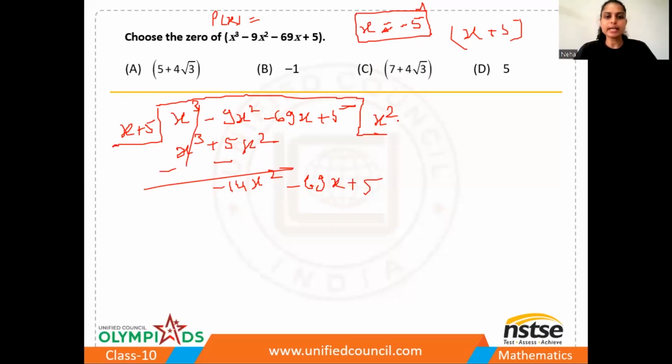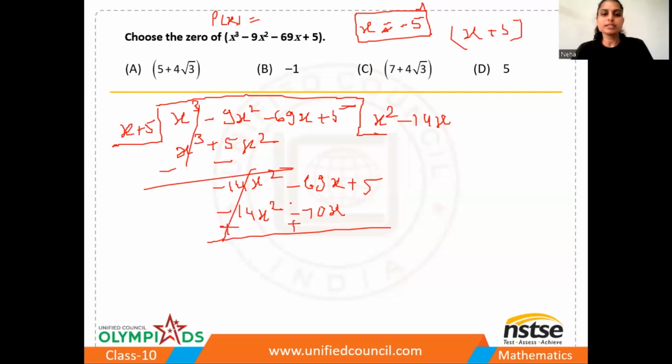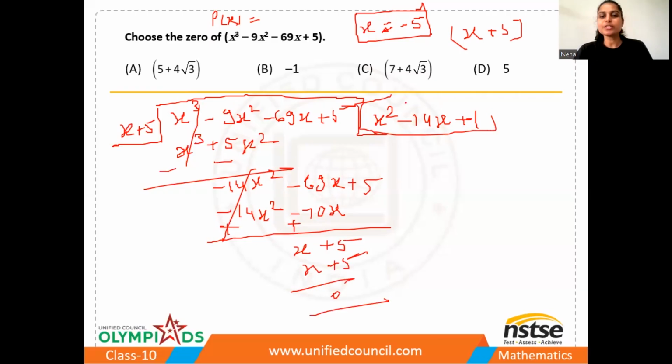Now the next thing is I can take minus 14x, right? So it becomes minus 14x square, and this becomes plus minus minus 70x. Okay, perfect. So this becomes plus, this becomes plus. Sign change basically, because I'm subtracting the things. That's why I'm doing the sign change. So 70 minus 69 is only x. So this is x plus 5, so I can take 1, so x plus 5, and the remainder is 0. So my required quadratic equation now is x square minus 14x plus 1.